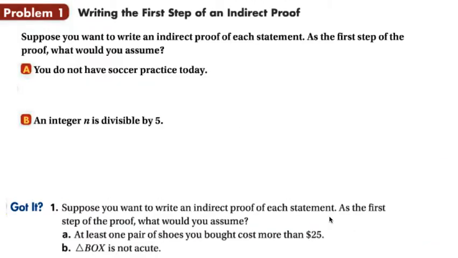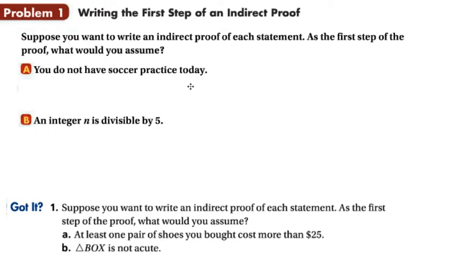So let's take a look at how we're going to write our very first step. So the first step of writing your indirect proof is making that assumption of the opposite of what you want to prove. So here's just a couple of statements, A and B, that I want you to see if you can figure out what your assumption should be. So just for the first step, we're not going to do the actual proof, but just set up that first step. So the first one says you do not have soccer practice today.